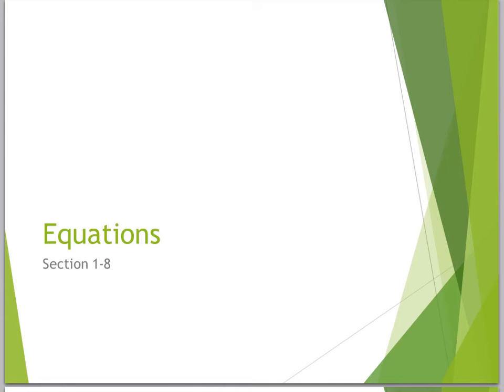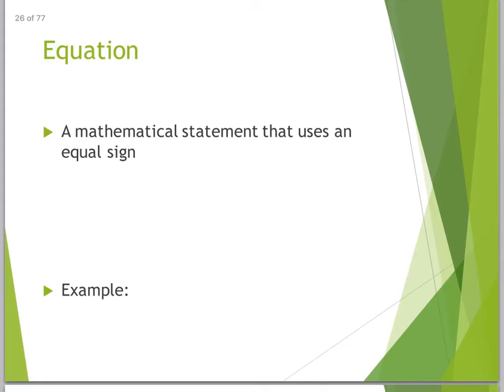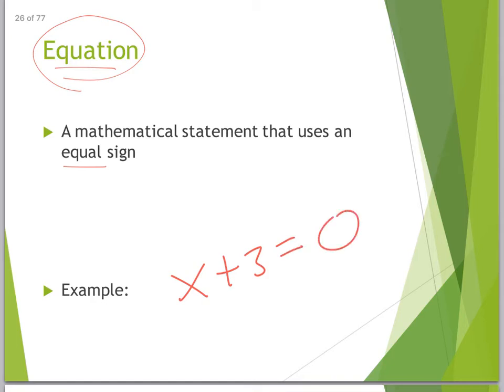Alrighty, so vocabulary for 1-8, we're going to take a look at equations. An equation is a mathematical statement that uses an equal sign. Notice the word equation has a root that sounds a lot like equal, so that's actually where that comes from. An example is something like x plus 3 equals 10. Notice it has an equal sign. That's an equation. I did say 10, didn't I?